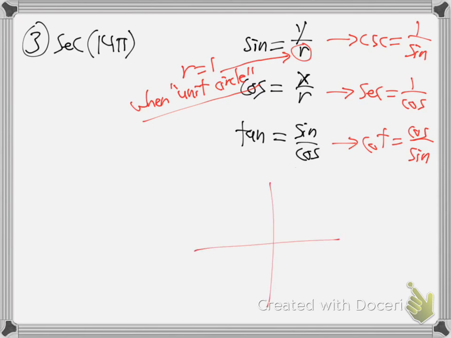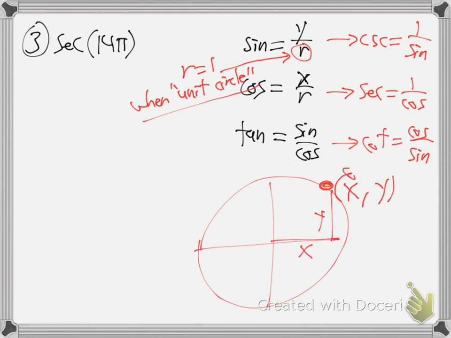That means if you're on a circle, cruising around it, and you stop at some point, you have an x coordinate and a y coordinate: how far over, how far up. Your x is cosine of that angle you're at, and the y is sine of the angle. By definition, they made it that way.